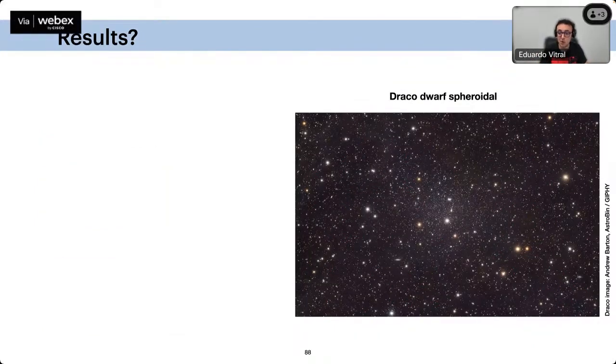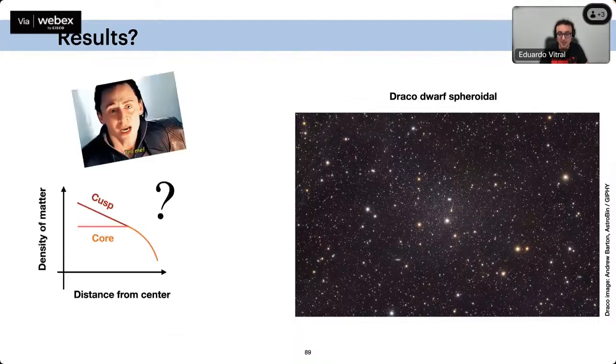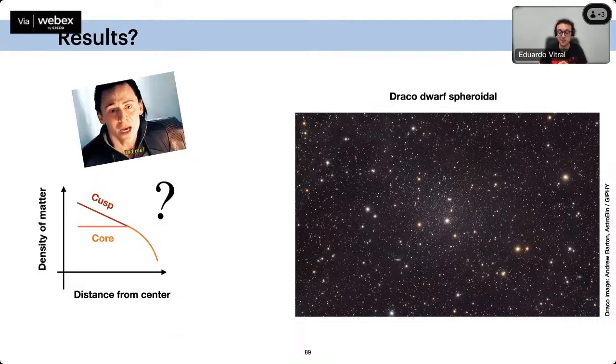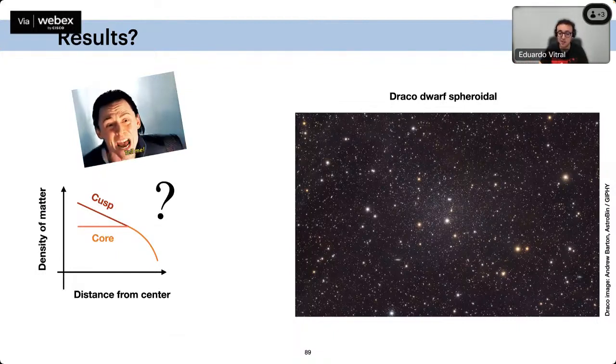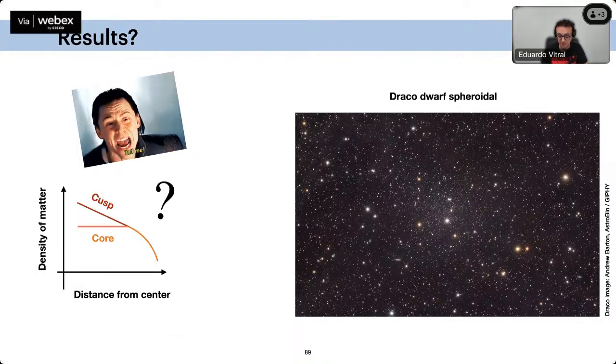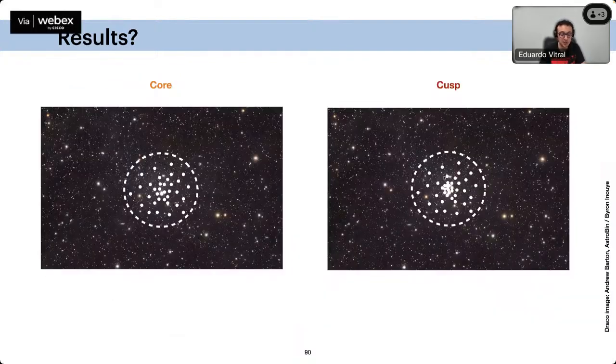So, back to the Draco Dwarf spheroidal galaxy. You're probably asking yourself, what have our 18 years of data told us about dark matter in this galaxy? For example, is it forming a cusp towards its center, or is it forming a core? Is it piling up all the dark matter in the center of the galaxy, or is it more spread out, with a constant shape? Going deeper into this subject will help us understand better the nature of dark matter.